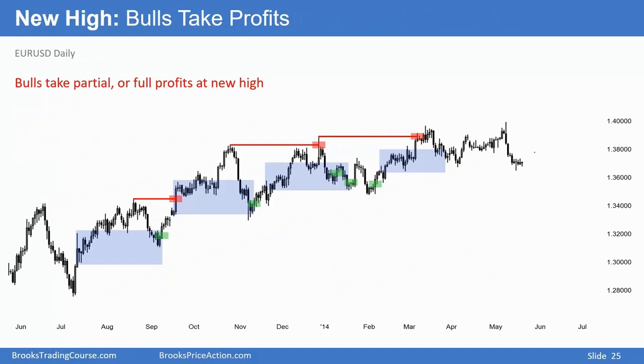And bulls are taking profits at new highs. You know that because the market is going down. The market makes a new high and it goes down. That means traders are selling. Bulls are selling to take profits. Bears are selling to go short. Even though the breakout here was strong, look what happened. The pullback eventually fell below the top of the breakout. And that's telling us that it's okay to start selling at new highs using wide stops and scaling in.